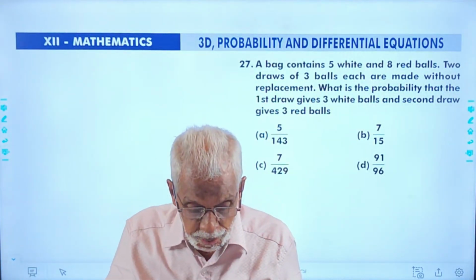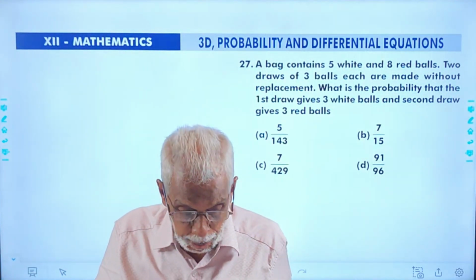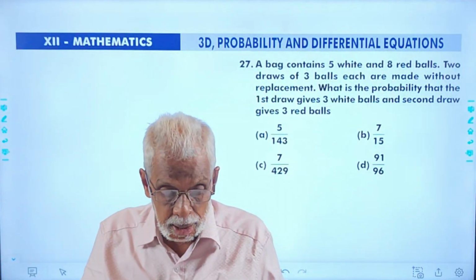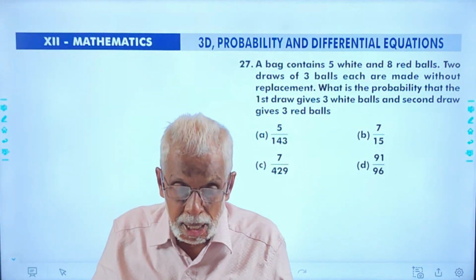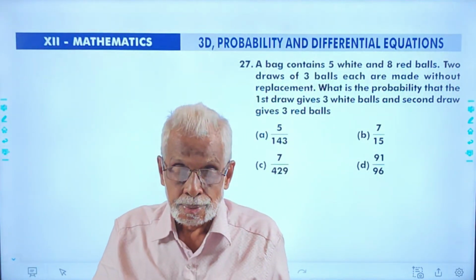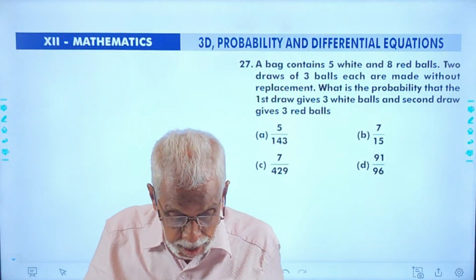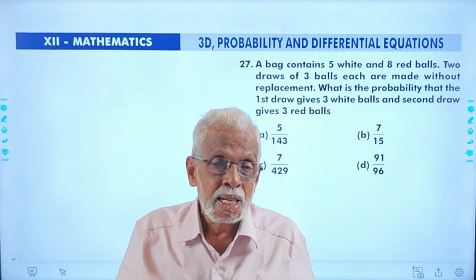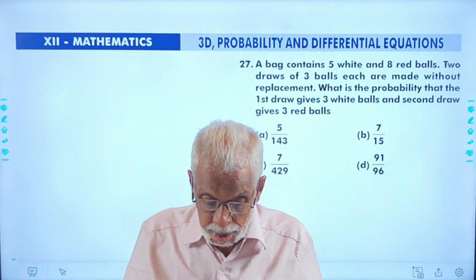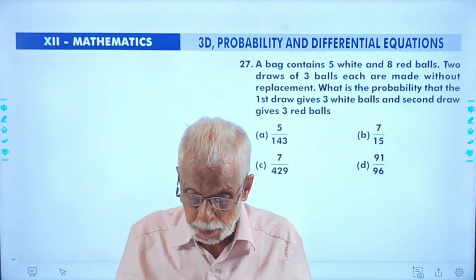Here, the first bag contains 5 white and 8 red balls. So, what is the sample space? Total 13, 5 plus 8, 13. From 13 balls, we have to select 3. That is 13C3 is the sample space. Then, drawing 3 white balls from 5 white balls is 5C3. Therefore, probability of A is 5C3 by 13C3, which gives 5 by 143. We can simplify it.